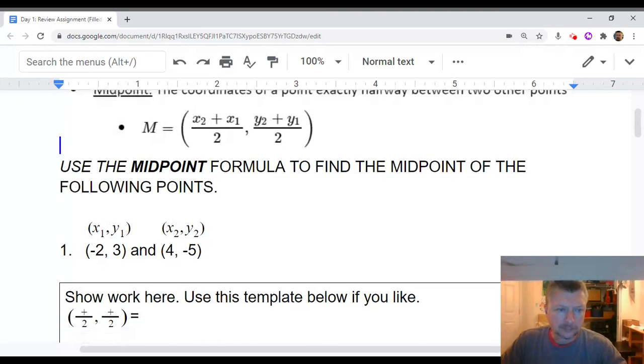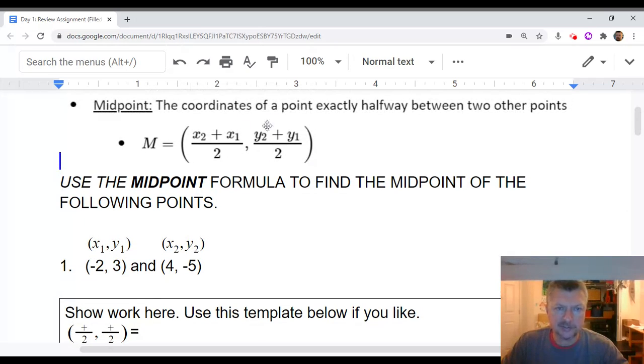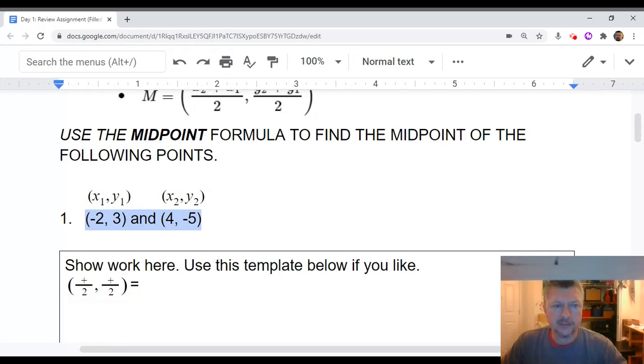So first thing is you need to use this formula to find the midpoint of these 2 points right here. So I've already marked these x1, y1. That's the first x, the first y, and x2, y2. That's the second x and the second y. All right, so I'm going to plug these in.